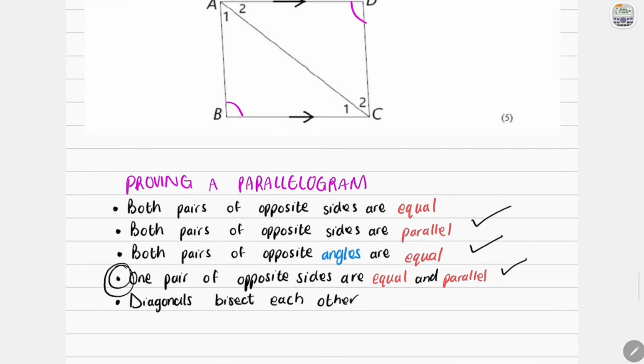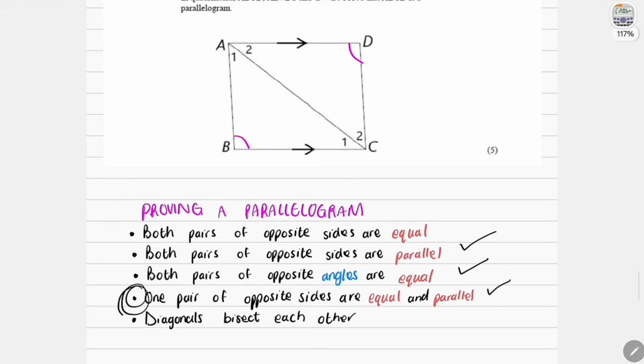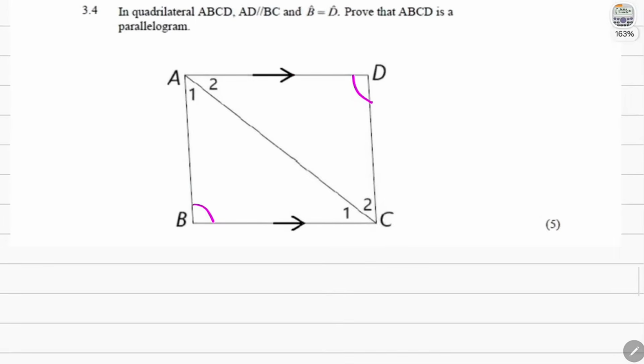Okay, I'm going to go for this one. One pair of opposite sides are equal and parallel. But regardless of the one that you go for, we are still going to use the same approach. So since I'm going for that, what I want to prove right now is that AD is actually equal to BC.